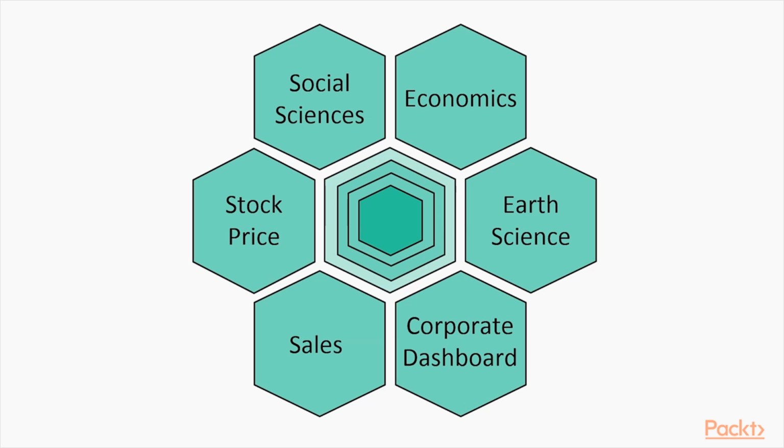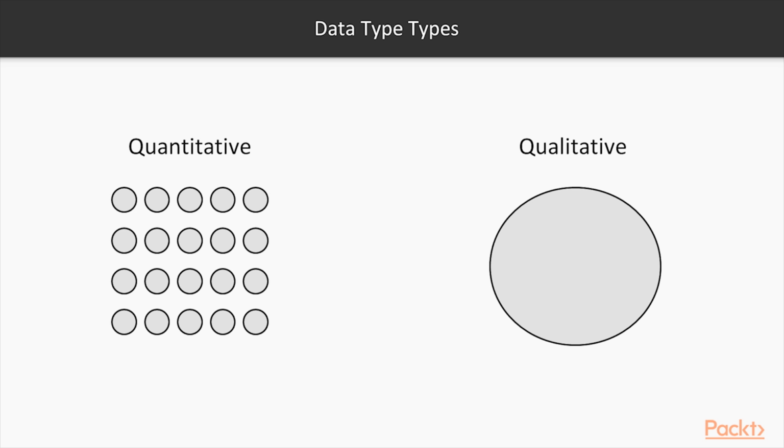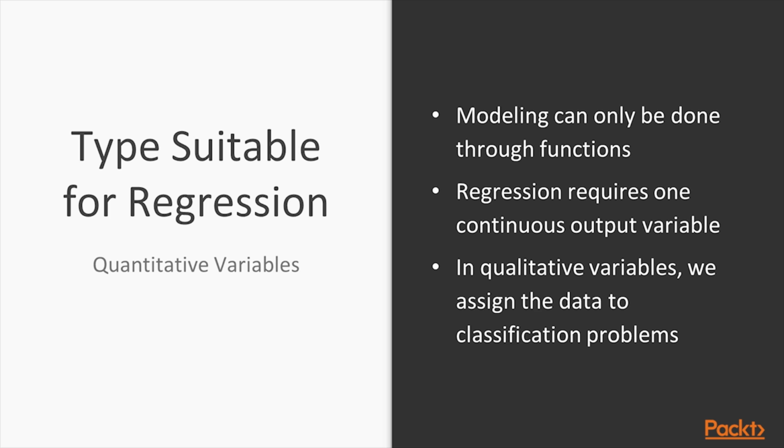A very important distinction we can make to recognize how appropriate the problem variables are is by dividing the data types into quantitative and qualitative data variables. Now let's address the question of which types of variables are suitable to apply to regression problems. The clear answer is quantitative variables, because the modeling of the data distribution can only be done through functions we use to detect a regular correspondence between those variables, and not on classes or types of elements. Regression requires one continuous output variable, which is only the case with quantitative metrics.